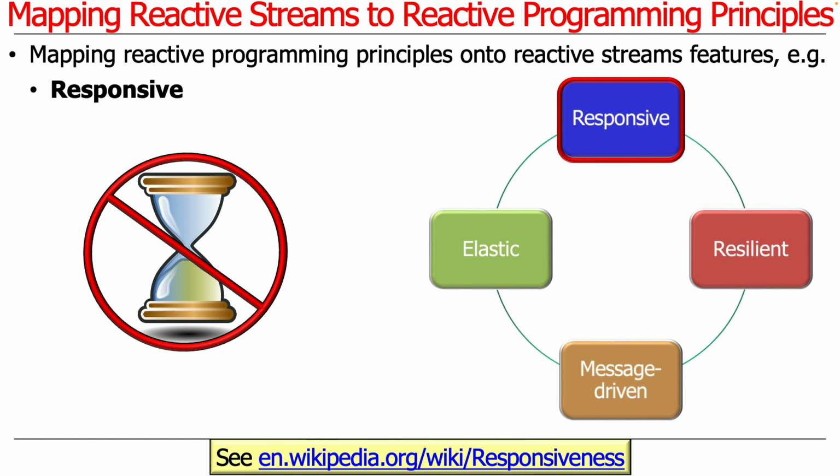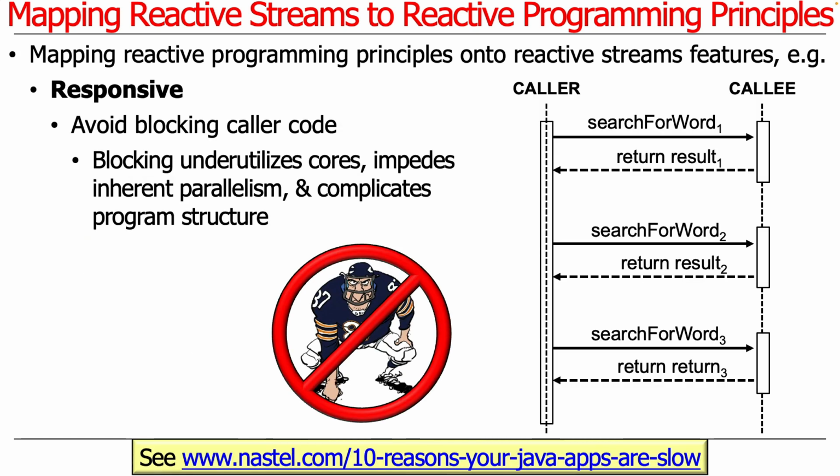Responsiveness basically means not blocking, so that you don't end up chewing up threads and making the user wait and causing all kinds of perturbations in the system. Blocking has all kinds of potential downsides. In particular, we'd like to avoid blocking code, especially the caller, the one making the call, because blocking will underutilize processor cores unless you have virtual threads.